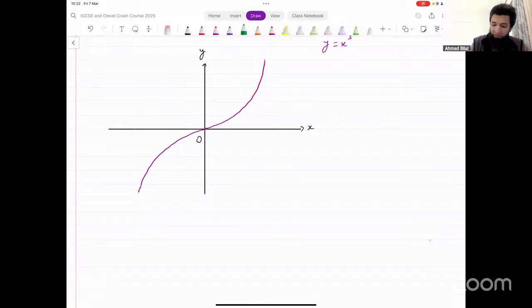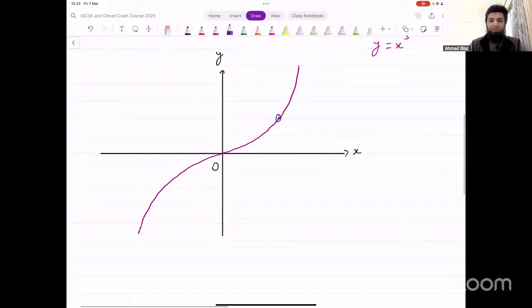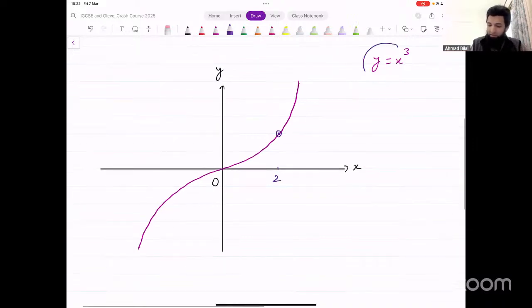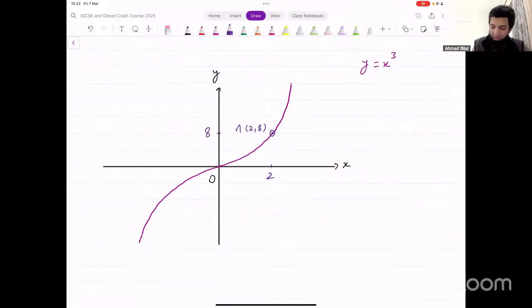For instance, if I were to ask what's the gradient of the curve at this specific point, then that makes sense, that is, what's the direction of the curve at this specific point, right? I can find the gradient at this specific point. Let's say the x coordinate at this point is 2. If the x coordinate is 2, and the curve is y equals x cubed, that means the y coordinate here is going to be 2 cubed, which is 8. This is a point that I have on this curve. It has coordinates (2, 8). And what I want to do is find the gradient of the curve at this point. Let's call this point A.